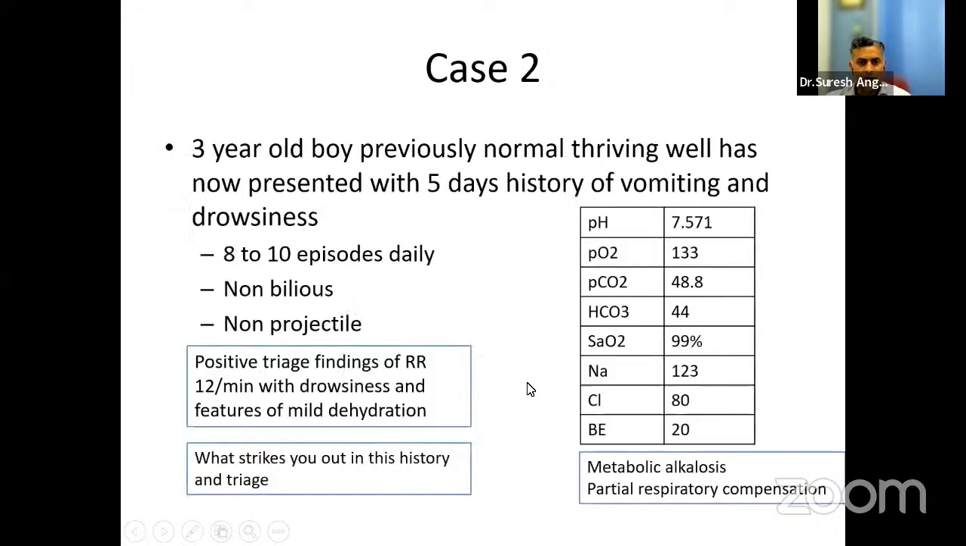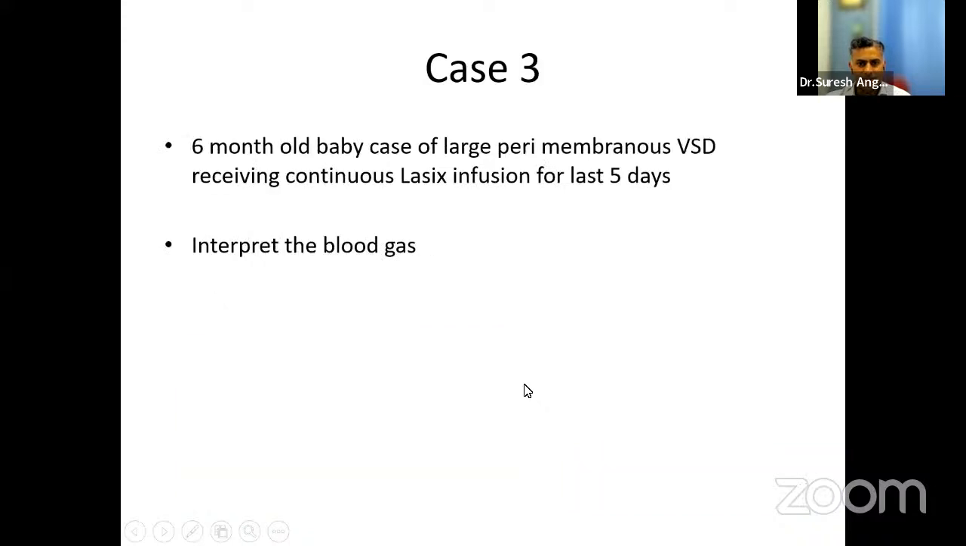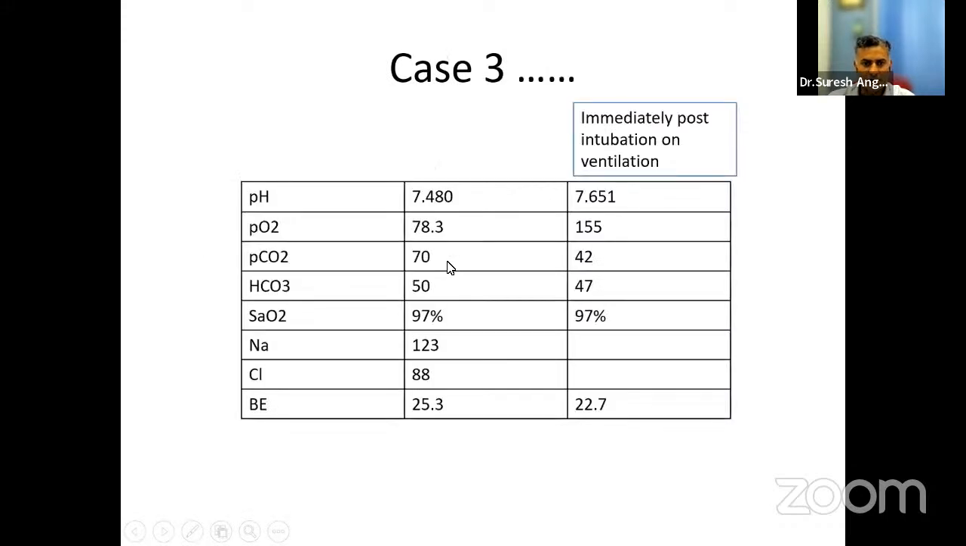Okay. Coming to the next child, this is a 6-month-old child who has VSD, and he is receiving Lasix infusion for 5 days. Okay, continuous Lasix infusion, and this is the blood gas of this child. So what is the interpretation of this blood gas? Metabolic alkalosis by Dr. Pradeep. Okay, very right, metabolic alkalosis. And what about CO2? Is it CO2 compensated or excess or more than the expected CO2?